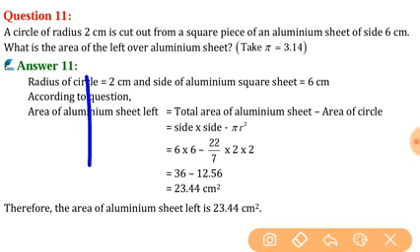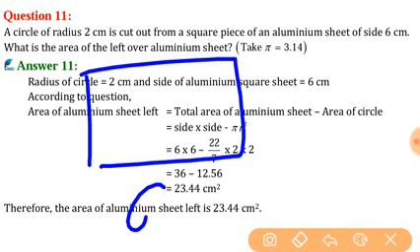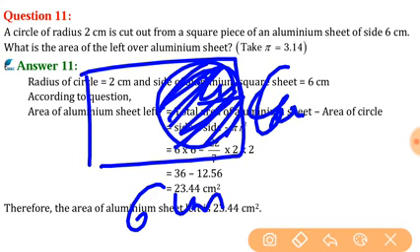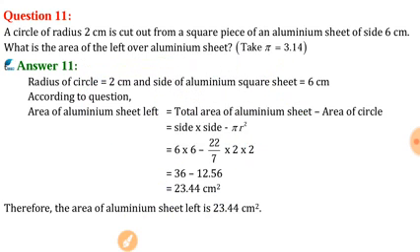So one square is there of 6 centimeter. In this, a 2 centimeter circle is removed. So we have to remove it. So the remaining area means area of a square minus area of circle. Okay, you can do it.